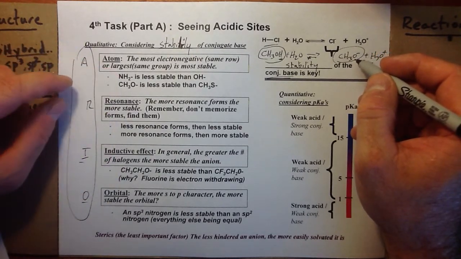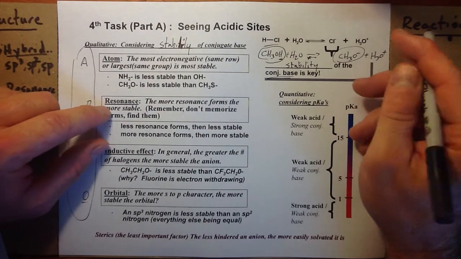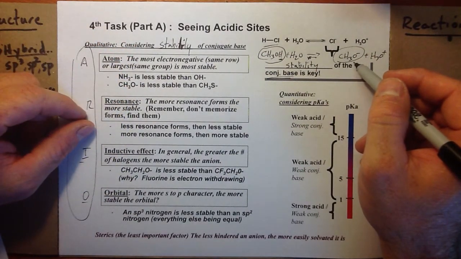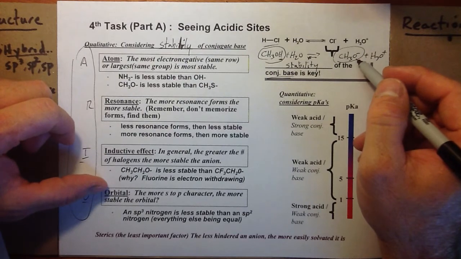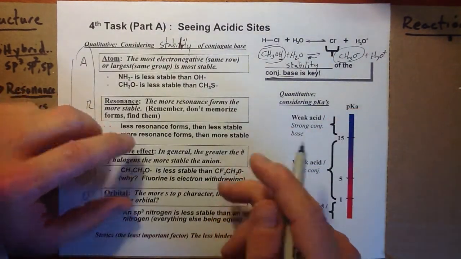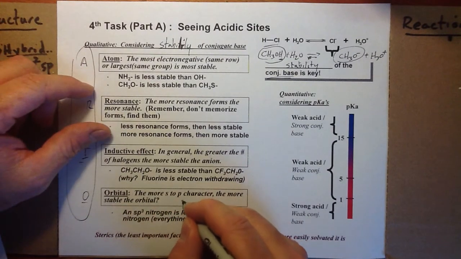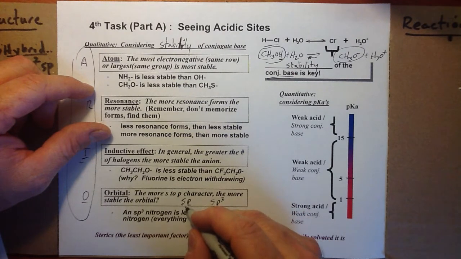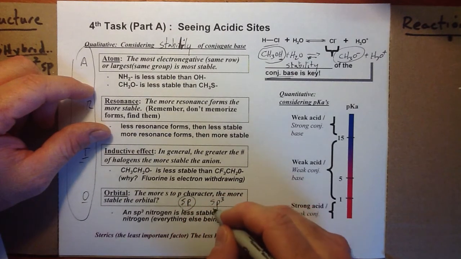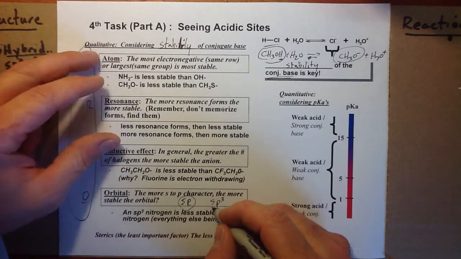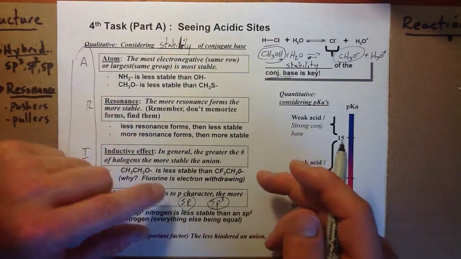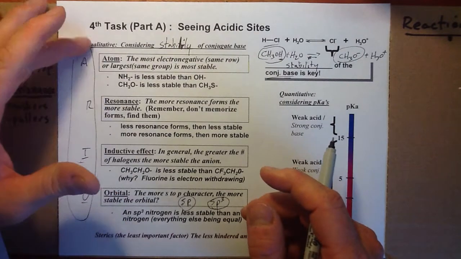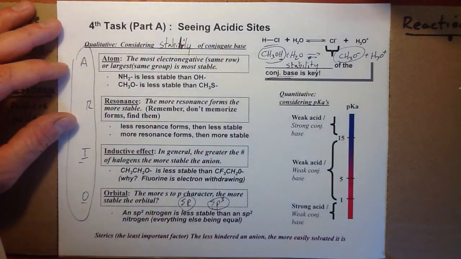What's the atom that carries that negative charge? Is there resonance delocalization of the negative charge? Is there some inductive effects that help pull that negative charge away from the atom? And lastly, the atom that has a negative charge, does it have sp hybridization versus sp3? If it has more s to p character, sp hybridization versus sp3, it would be more stable. This would be more stable than a lone pair on an atom that's negative and sp3. The more s character, the more stable the orbital. That's the last consideration.